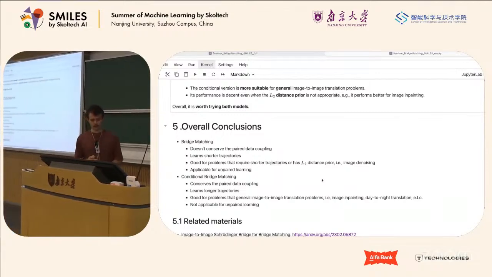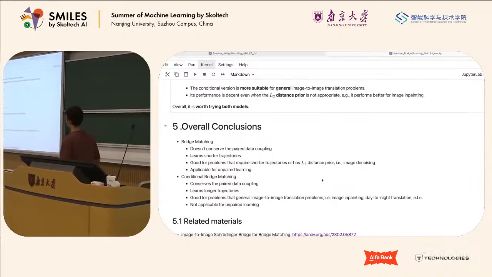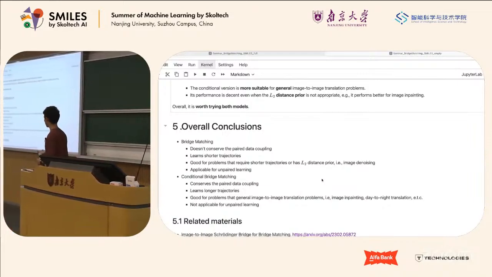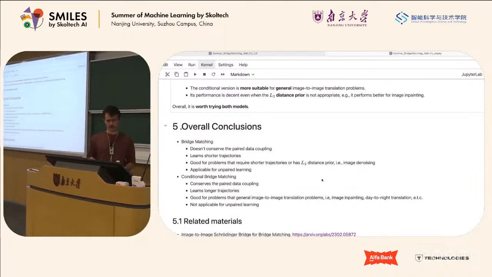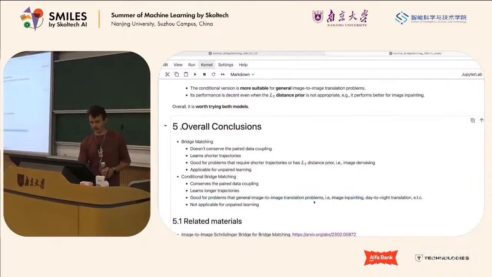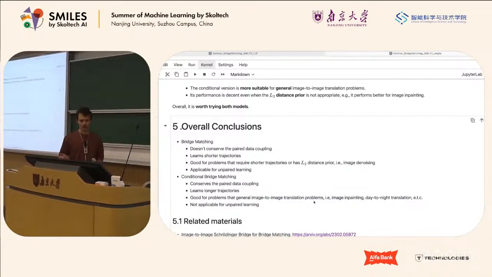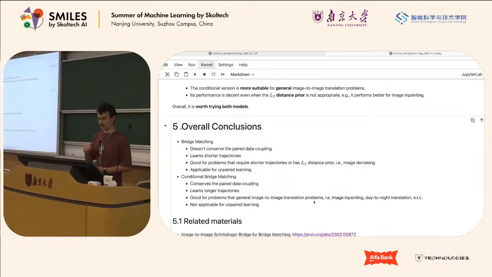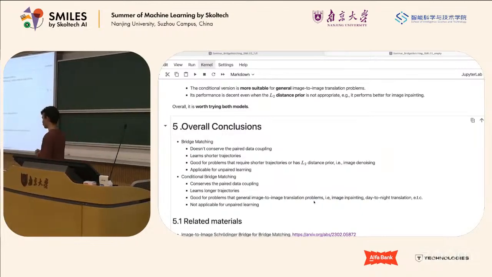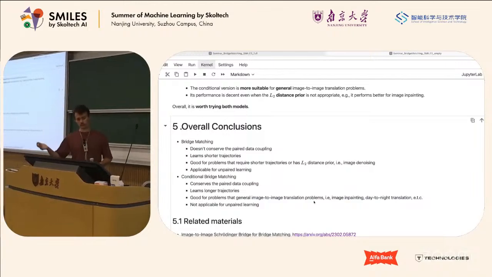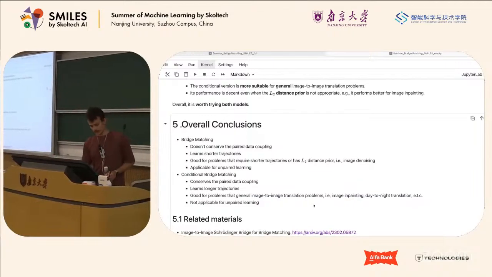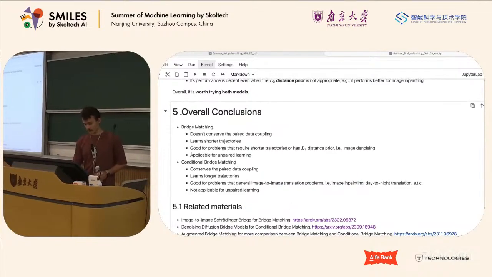And in terms of real-world applications, it is worth trying both conditional and unconditional batch matching. While conditional batch matching is good for problems such as general image-to-image translation, such as day-to-night translation or image colorization, the regular batch matching is very good for image inverse problems such as image denoising, image super resolution. Yeah. And another thing is that regular batch matching can be applied for unpaired learning, as Alexander said, via inverse diffusion batch matching procedure, while conditional cannot.